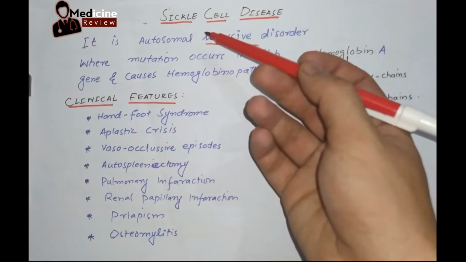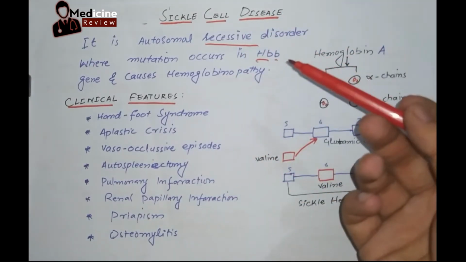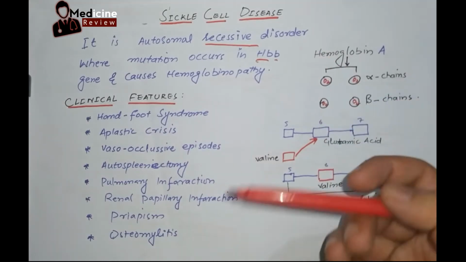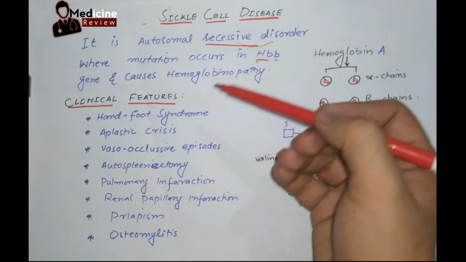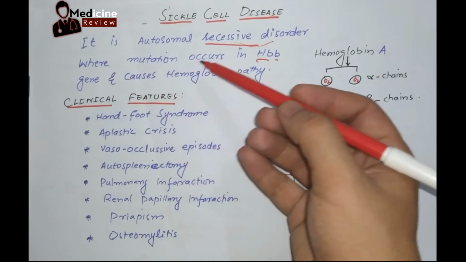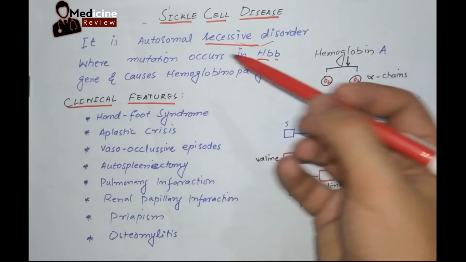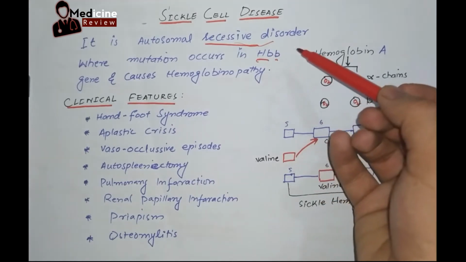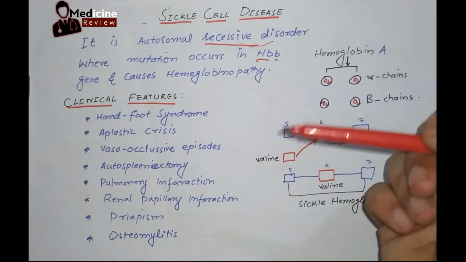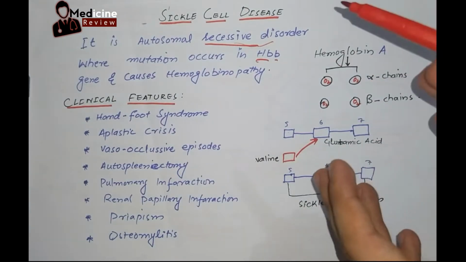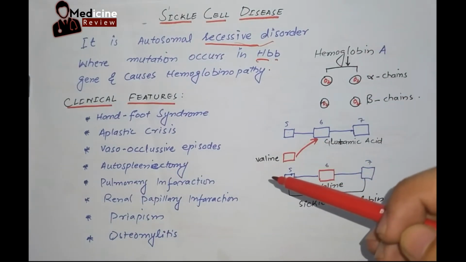Today we are talking about sickle cell disease, or we can say sickle cell anemia. Sickle cell anemia is a type of autosomal recessive disorder where a mutation occurs in the HBB gene, which is the hemoglobin beta globin chain gene, and causes hemoglobinopathy. Okay, let me split this definition into small parts.